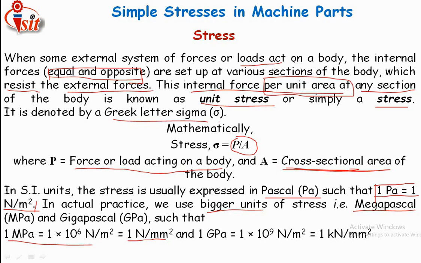So once again, what we understood by the stress is nothing but the internal resistance or internal opposition which is offered by the body to the applied external load. It is per unit area, and that area is the cross-sectional area. So this is the basic concept of stress. The pressure is different and stress is different. The pressure is applied on the body, but stress is induced in the body. Keep in mind.